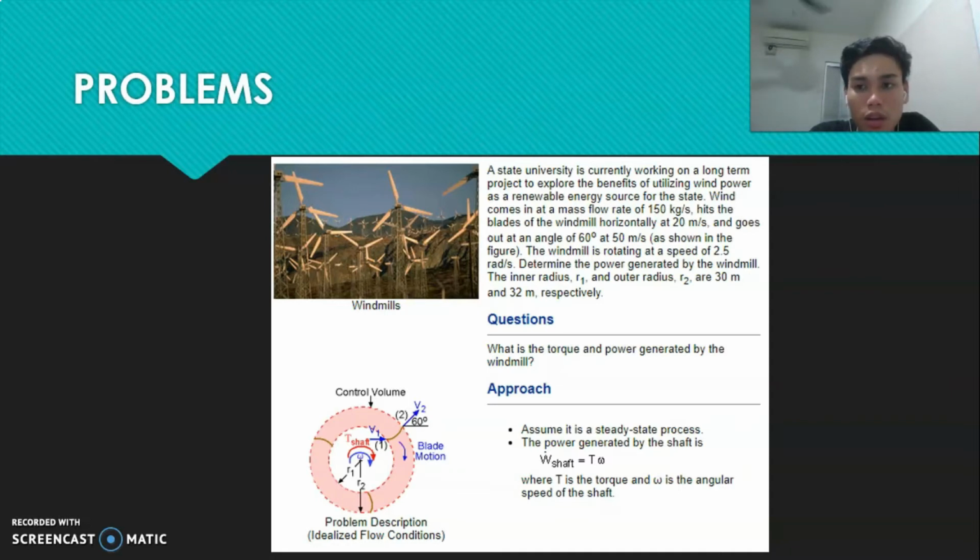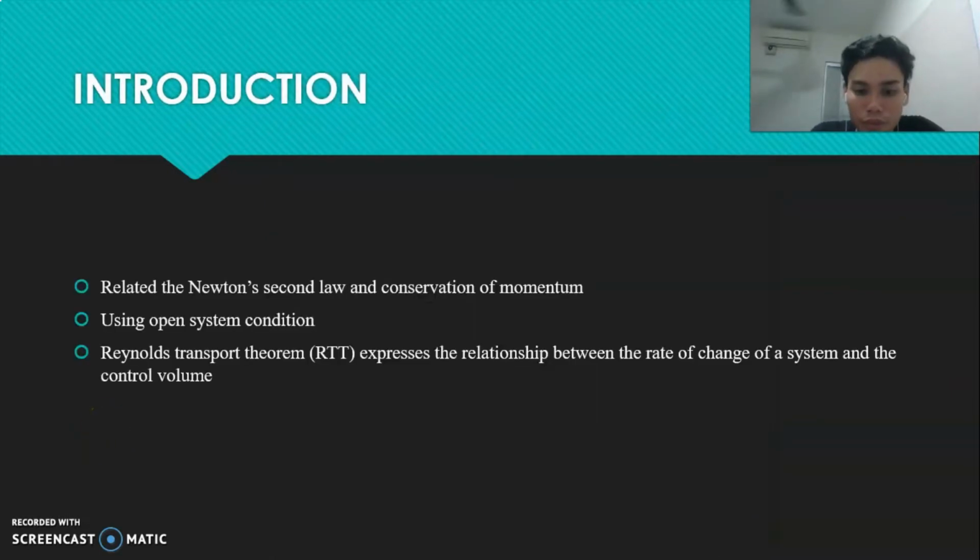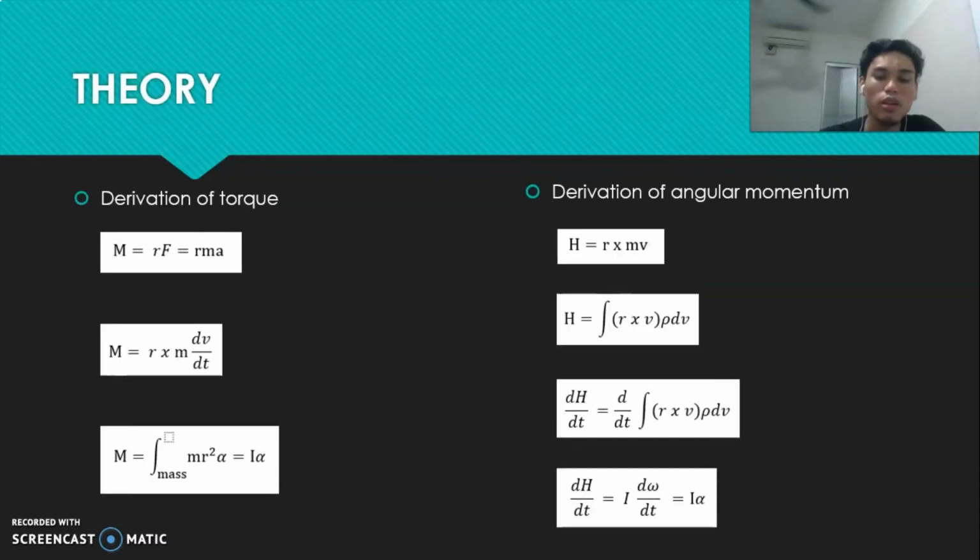by the windmill itself. So for the introduction part, the problem is related to Newton's second law and conservation of momentum. In fluid dynamics, we always use the open system condition, where the volume remains constant. The Reynolds transport theorem is also involved, which expresses the relationship between the rate of change of a system and the control volume. The control volume is the open system condition used in fluid mechanics study. So for the engineering analysis, I will explain the first part, which is the theory.